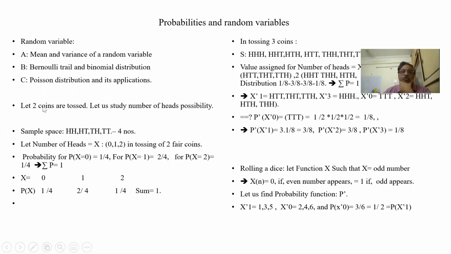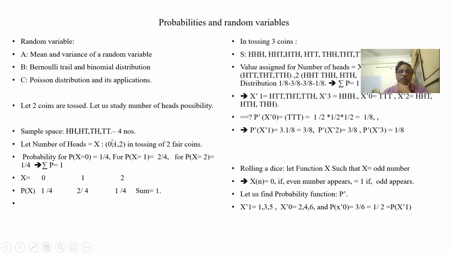Suppose two coins are tossed. What are the possible outcomes? Head head, head tail, tail head, and tail tail. So what is the probability that two heads will appear? It is only one choice, so 1/4 is the probability for two heads to appear.